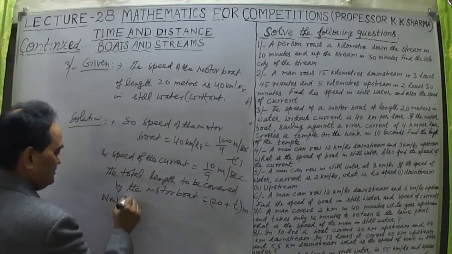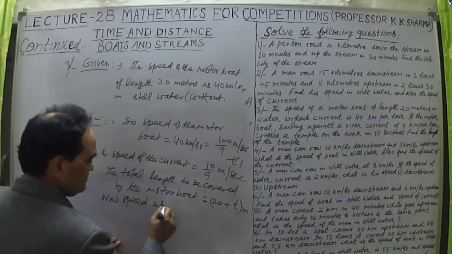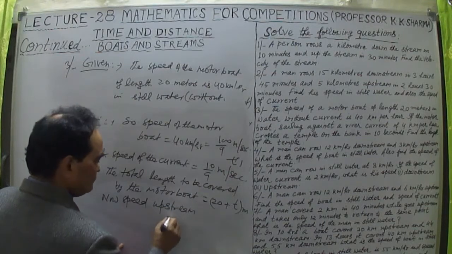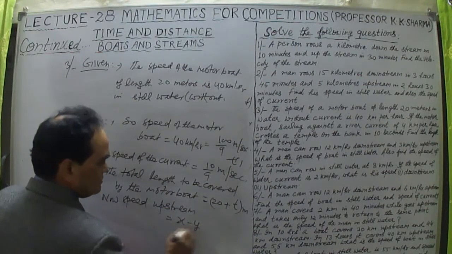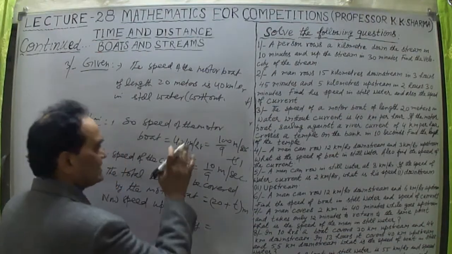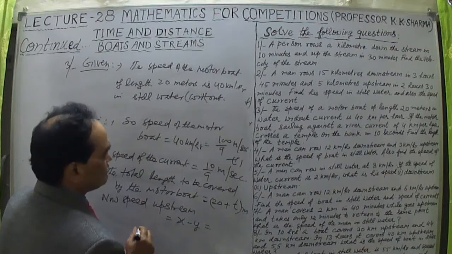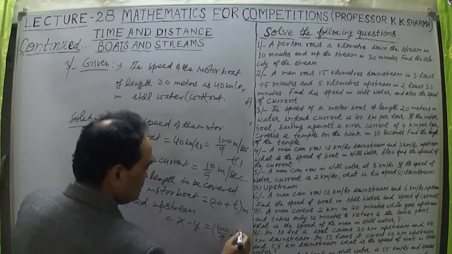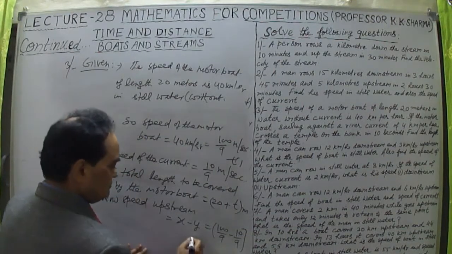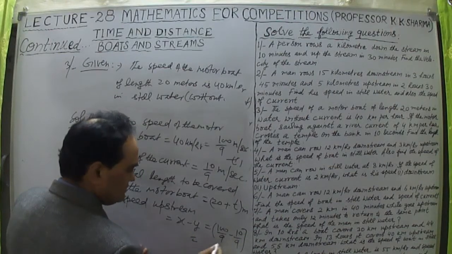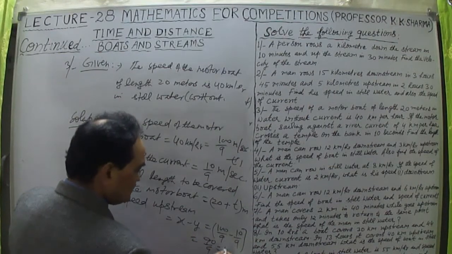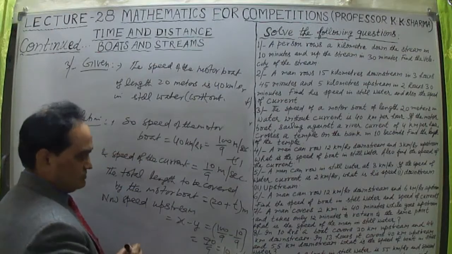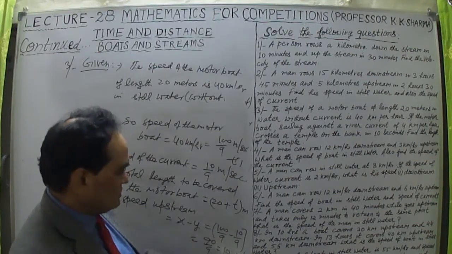Now, speed upstream is equal to x minus y. Here x is 100 upon 9 and y is 10 upon 9. This is 100 upon 9 minus 10 upon 9, which is 90 upon 9, since 9 is the LCM. That means 10 meter per second. So x minus y is 10 meter per second.